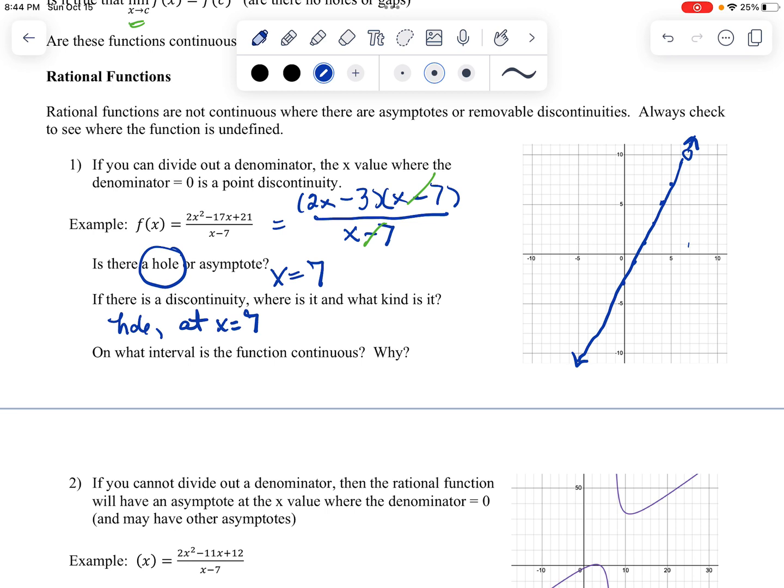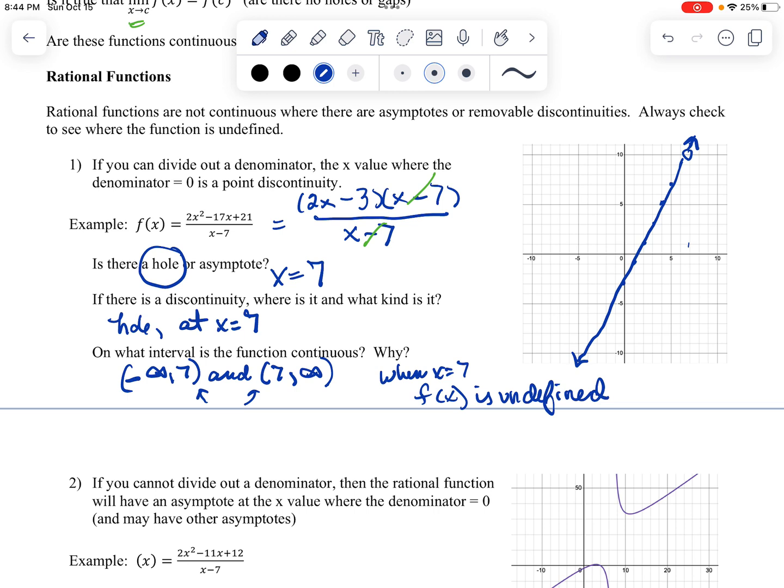On what interval is the function continuous? It's continuous from negative infinity to 7 and 7 to positive infinity. But notice we use the parentheses because it's not continuous at 7. And that's because when x equals 7, f of x is undefined.